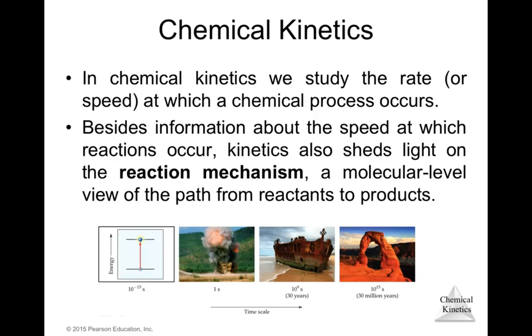So, chemical kinetics is basically the study of the rate at which a chemical reaction process occurs. Besides information about the speed at which reactions occur, kinetics also sheds light on the reaction mechanism. So it also helps us to understand how the reaction occurs at a molecular level view of the path from reactants to products.